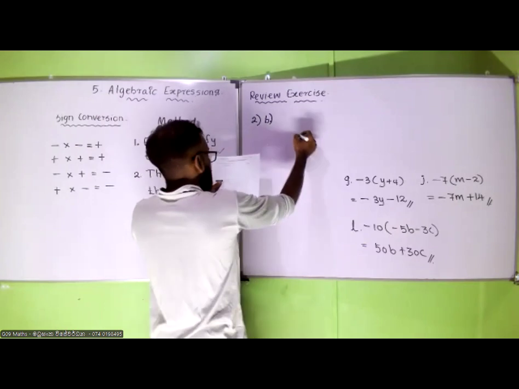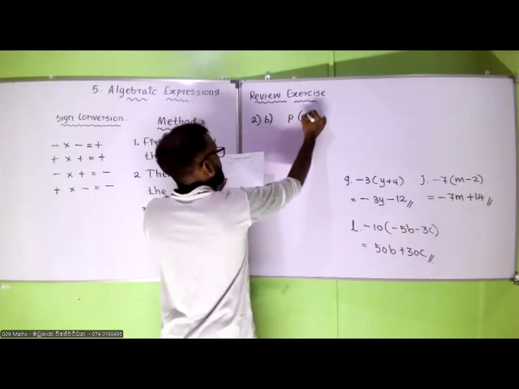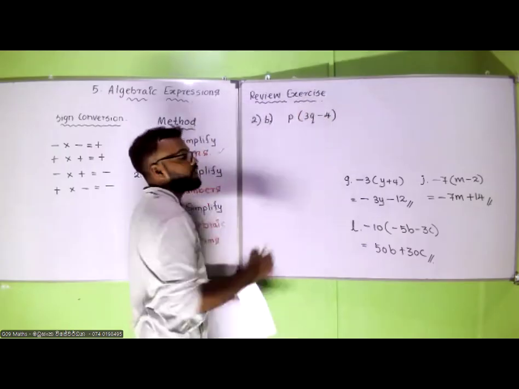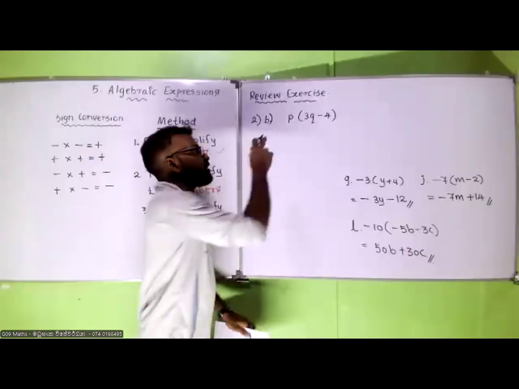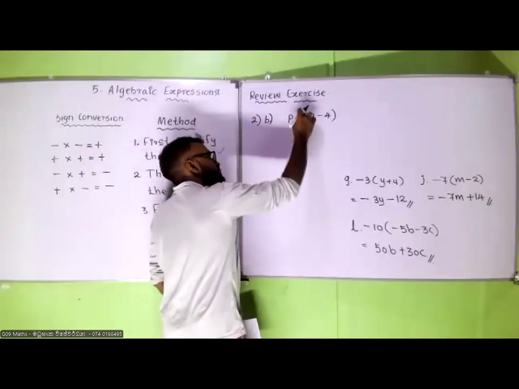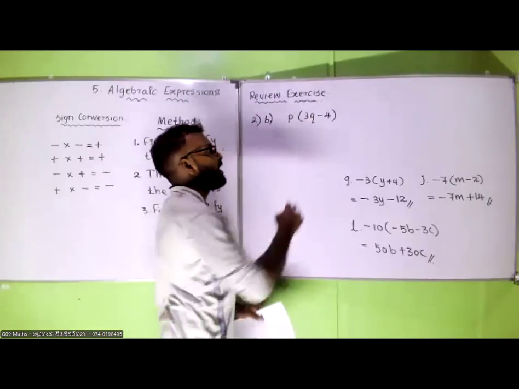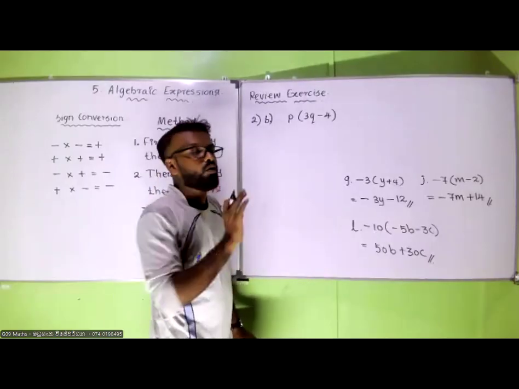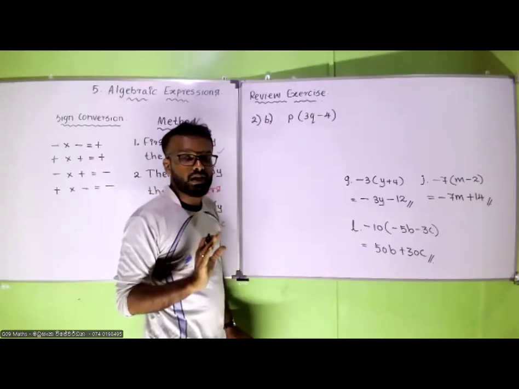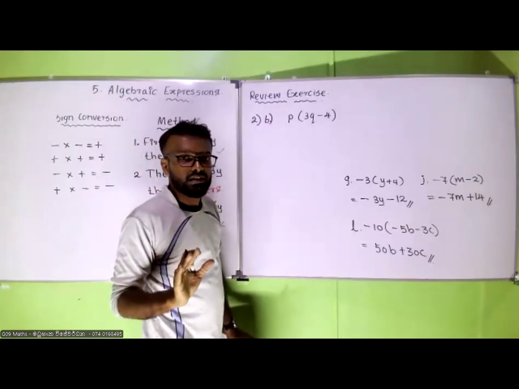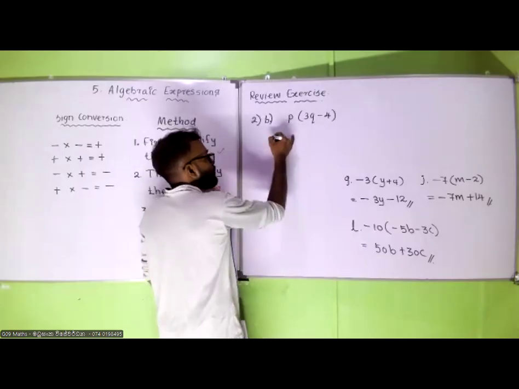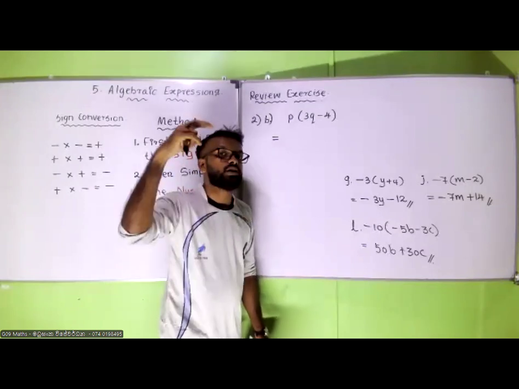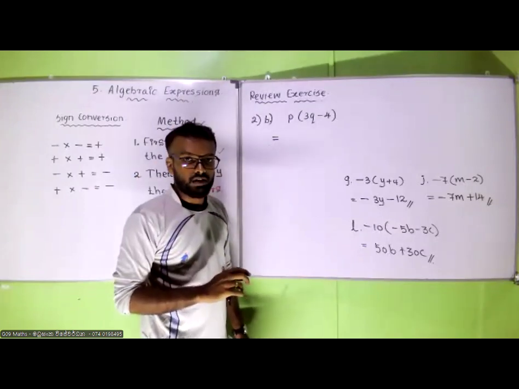Subpart B. P into 3Q minus 4. This is positive P. This is positive 3Q. And this is negative 4. So you know the signs and all the numbers and the algebraic term. So nothing else is there, and you can do the simplification. Now focus on the board and try to understand what I am doing.